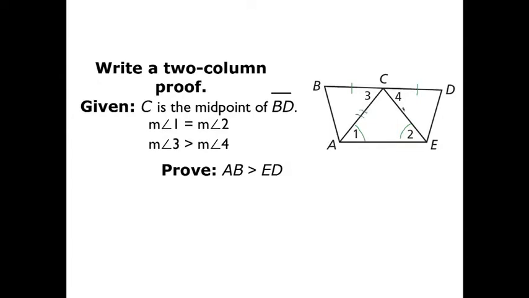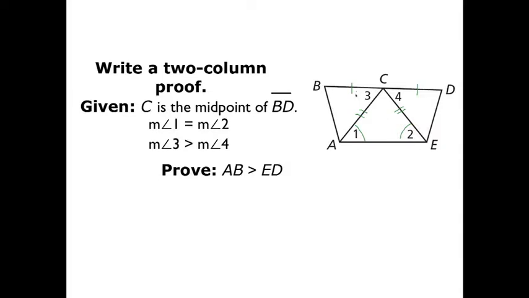Remember, we had two different names that we used for this that I wanted you to be familiar with. We said that if the base angles are congruent, the sides are congruent. That's the converse of the base angles theorem, but it's also known as the converse of the isosceles triangle theorem. So you can look at it either way.